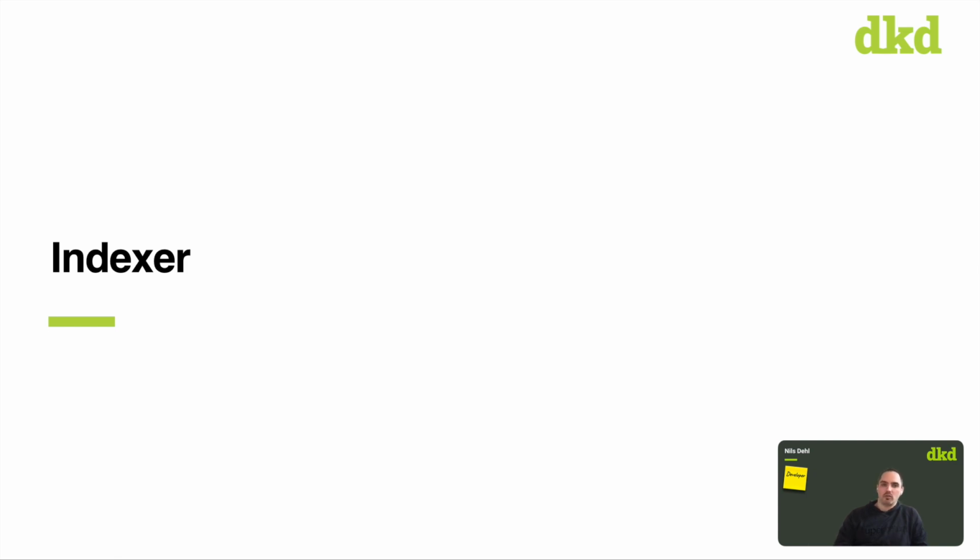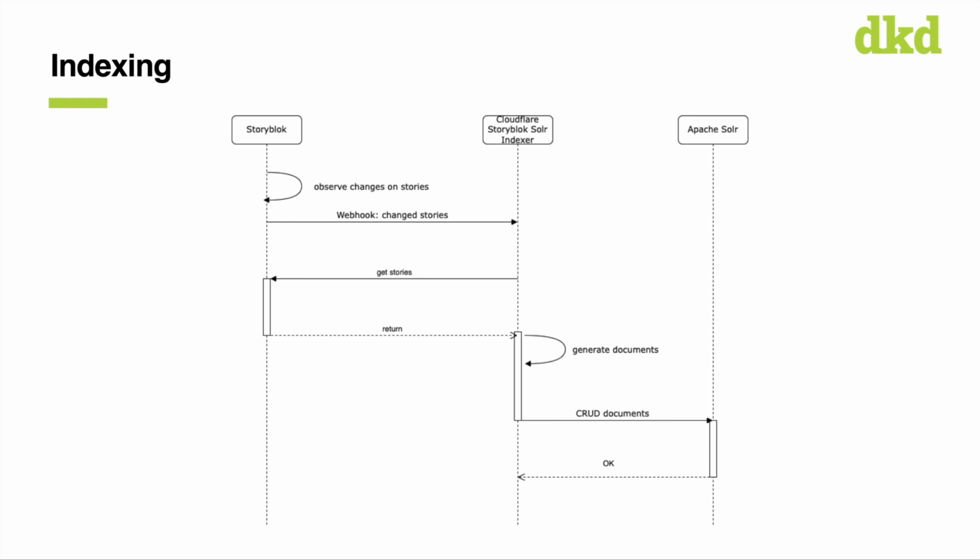Next, we want to look into how we get our data from Storyblok into our Solr search index. And for that, we use our indexer script. So let's look into how this works. We have Storyblok, and on Storyblok, we observe changes on our content stories, and when a change occurs, a webhook is triggered, which sends the information of the changed stories to our Cloudflare Storyblok Solr indexer.